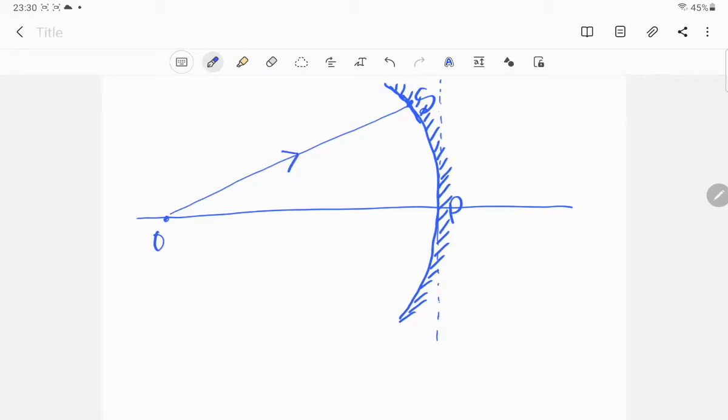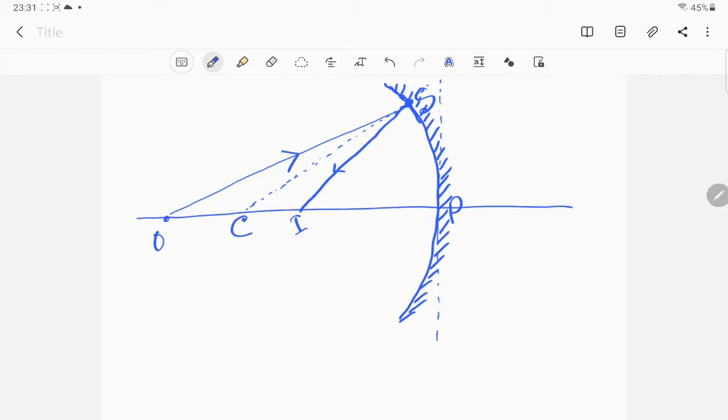After falling on this, it will come back and be bounced back, that means it will be reflected. It will come here, and this is the image position, and obviously this is the normal. This is the normal drawn at the point of incidence, and this point is nothing but the center of curvature.